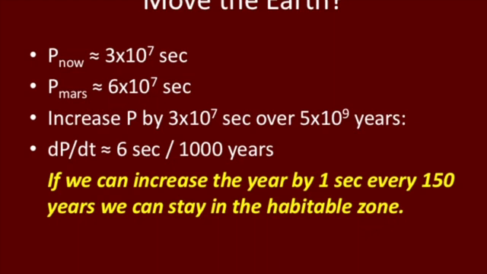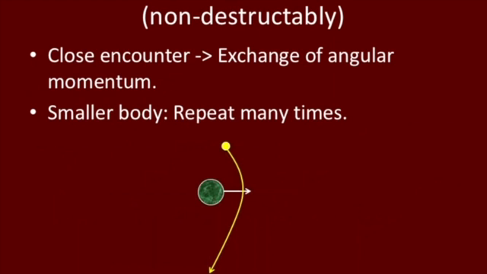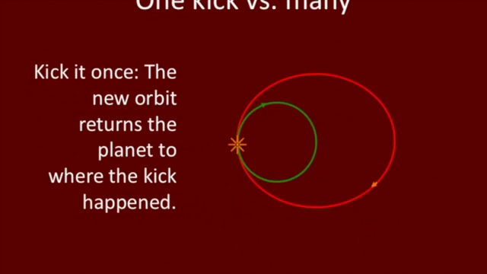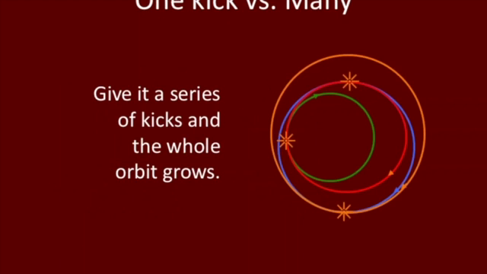Can we do that? Well, we know how to do that in principle, which is we fly something smaller by it, and it gets a little bit of exchange of angular momentum, and it moves into a slightly bigger orbit, and you do it many times, and you can move it. Kick it once, it's no good because it will come back to where the kick happened, and you'll still get cooked. But you do it many times, and you can get it to gradually move outward.